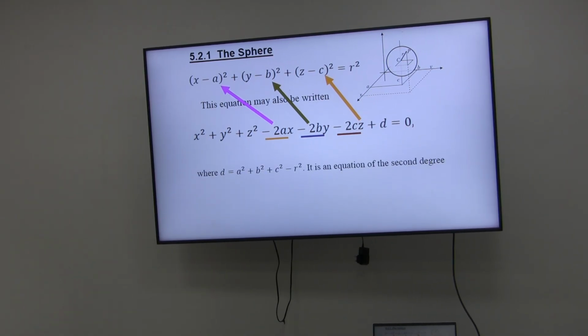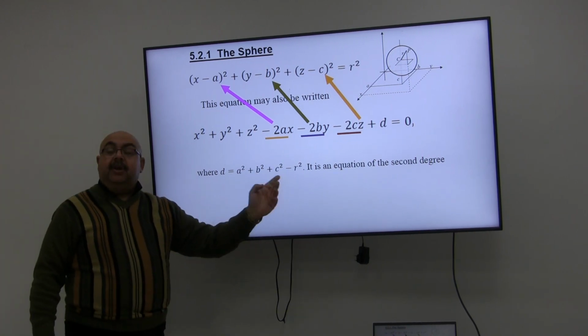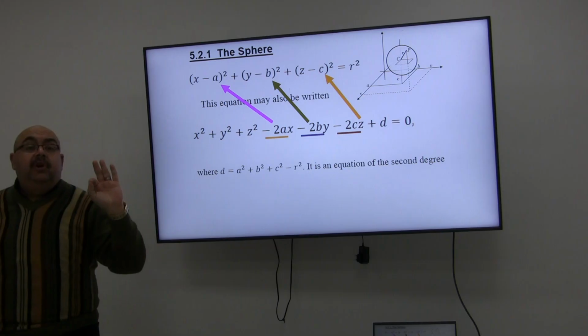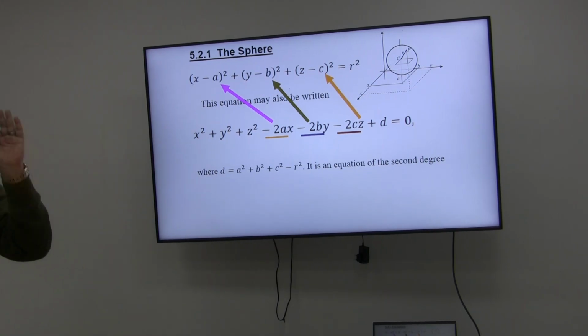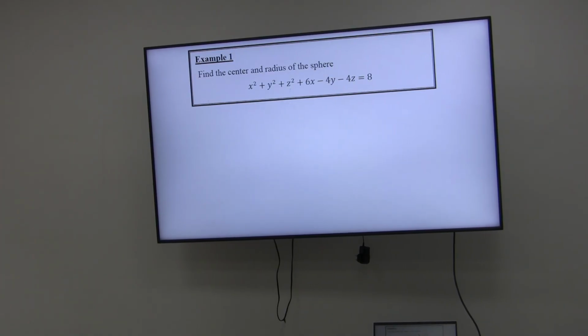Okay, really very good. Also D will be a square plus b square plus c square minus r square. This is going to help you avoid completing the square in x, y and z. If you know this trick, it will help you avoid completing the square in x, y and z to identify the center. For example, look at this problem.